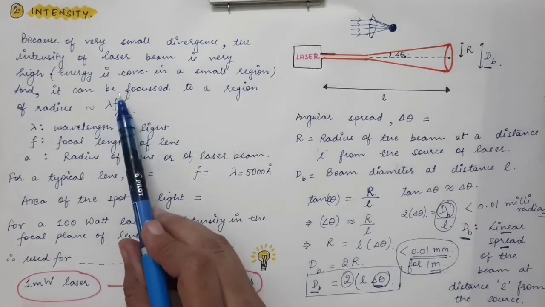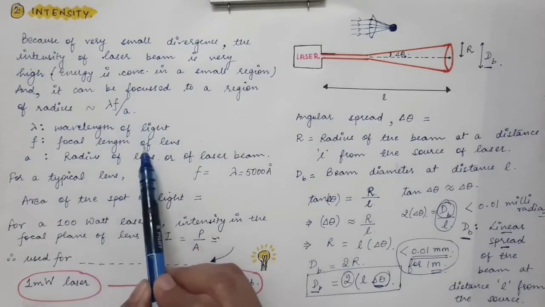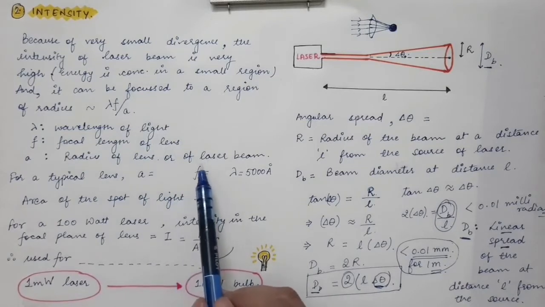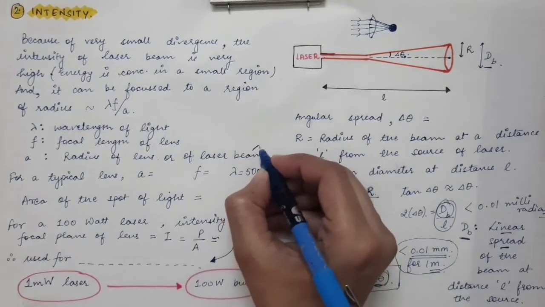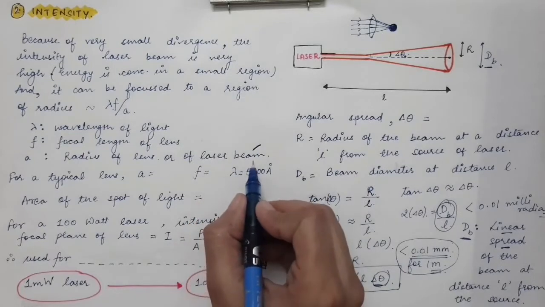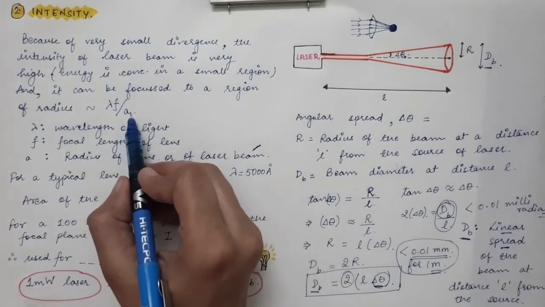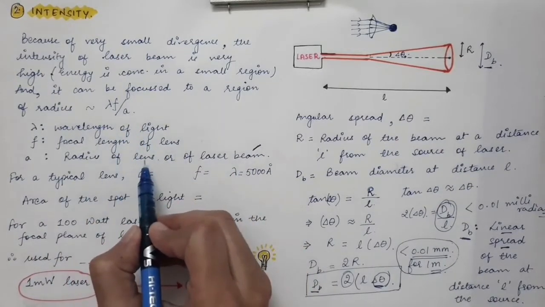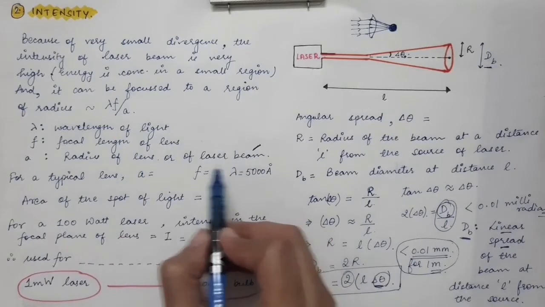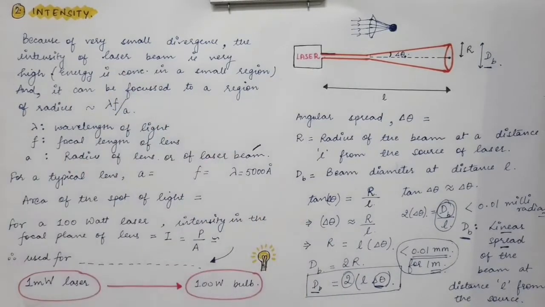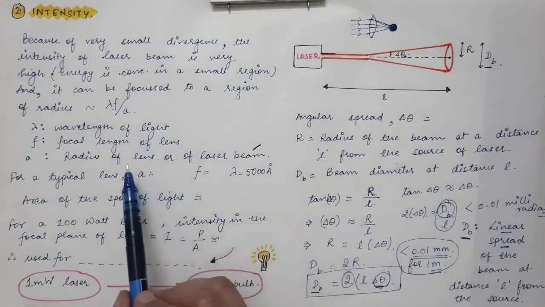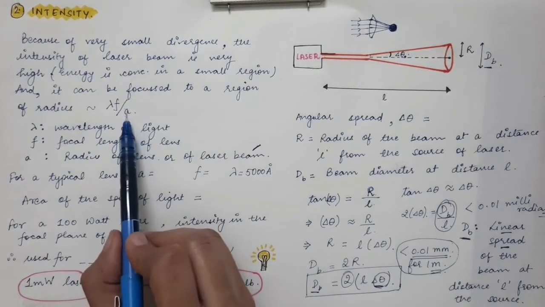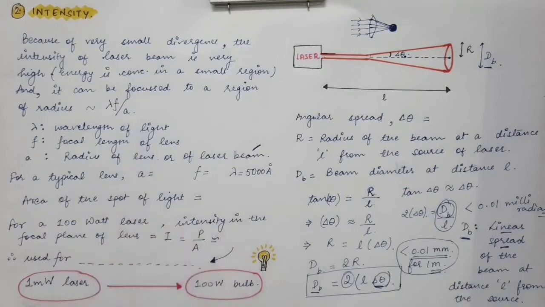Now lambda is the wavelength of the light which is used, f is the focal length of the lens which is used, and a is the radius of the lens or the radius of the laser beam, whichever is smaller. If the radius of the laser beam is smaller, then a will be the radius of the laser beam. But if the radius of the lens is smaller compared to that of the laser beam, then this a in the formula will be the radius of the lens. So whichever value is smaller will be used in this formula in place of small a.